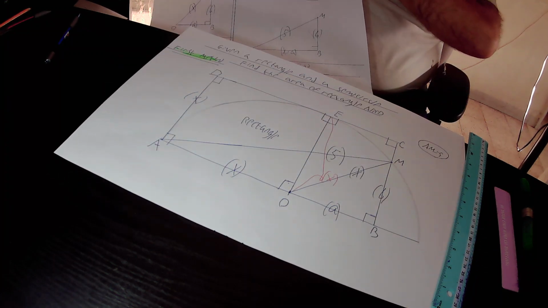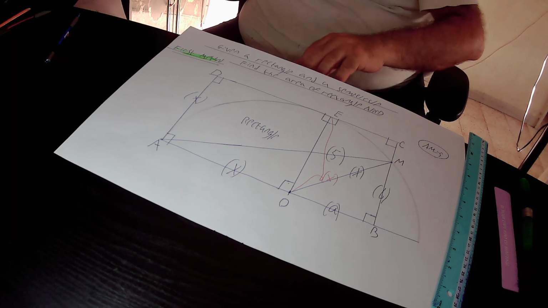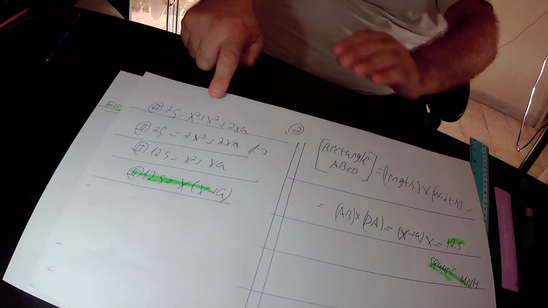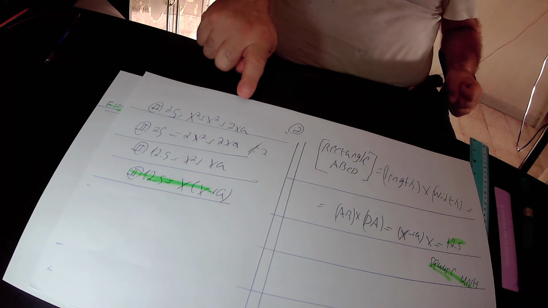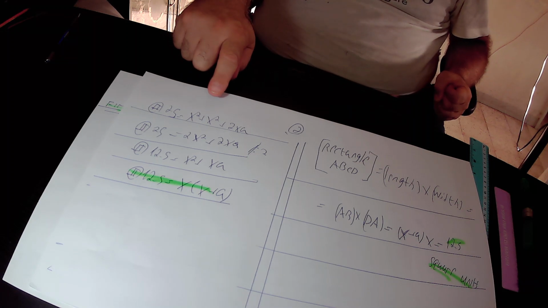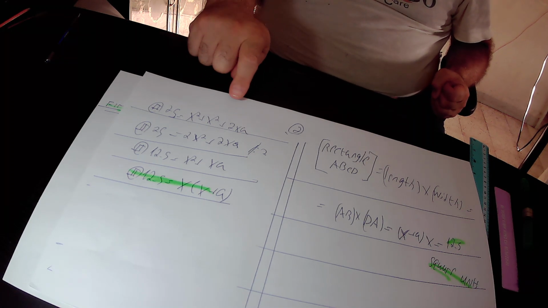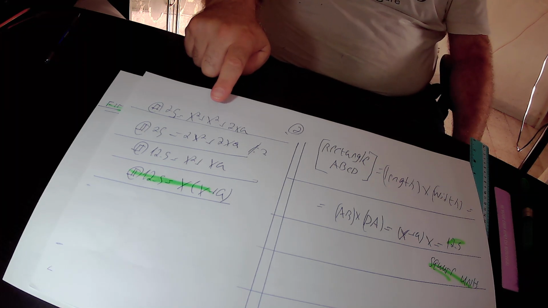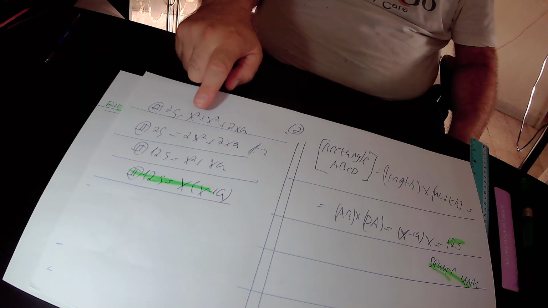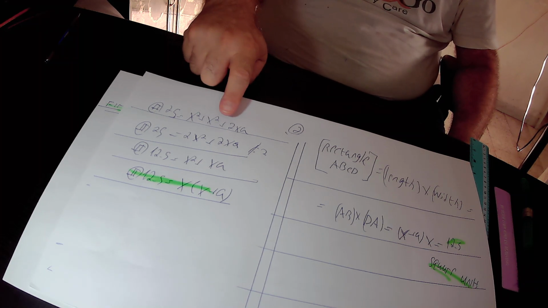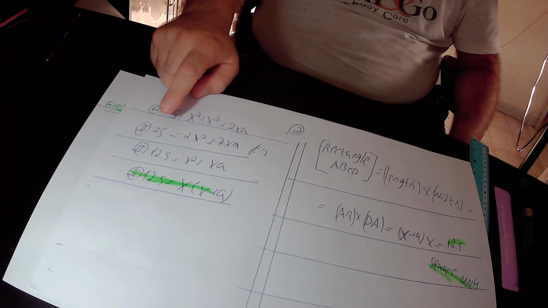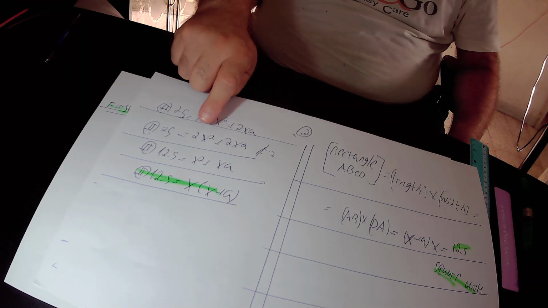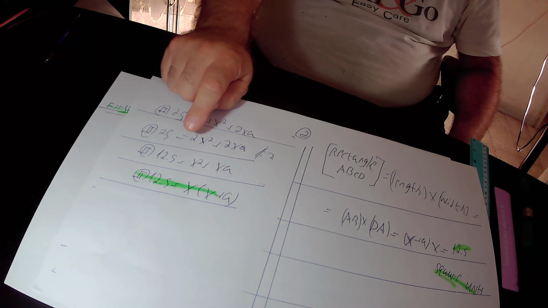So in total, according to equation 2, we actually found out that 25 equals x square plus x square plus 2xa, that is 2x square plus 2xa. Here we divided this equation 2 by 2, and finally found out that 25 over 2 is 12.5, 2x square over 2 is x square, and 2xa over 2 is xa. So in total, according to equation 2, 12.5 equals x square plus xa.